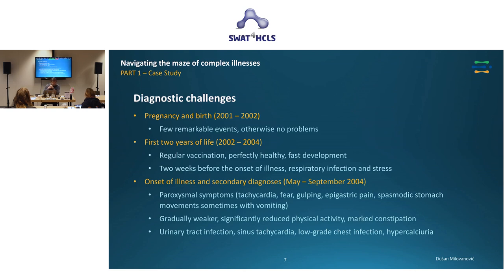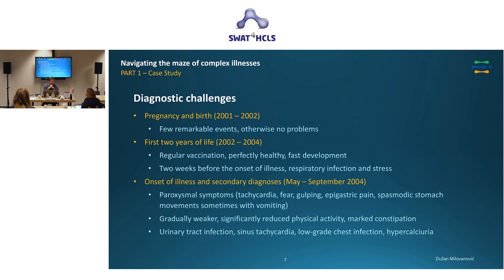So that child was born in 2002, and there was nothing remarkable during the pregnancy of the child's mother. It was a little girl, and otherwise no problems during birth. First 2 years of life perfect, regular vaccination, including the MMR vaccine, which was the topic at the time in 2003 in the UK, and the child was born in Ireland. Despite that, everything was done according to protocols. Perfectly healthy, fast development, mental, physical. Even at the time of onset of illness when she was 2 years old, she was probably on the level of a 3-year-old, mentally and physically.